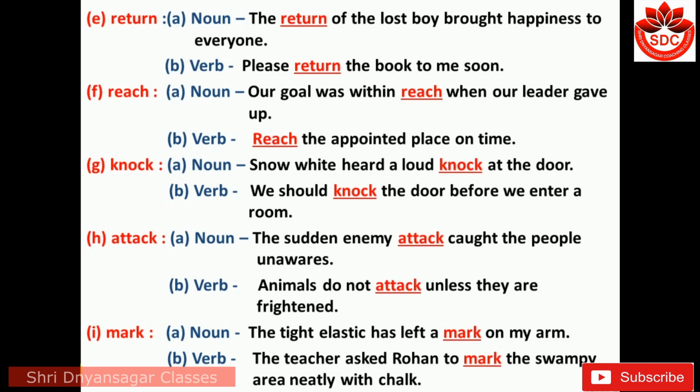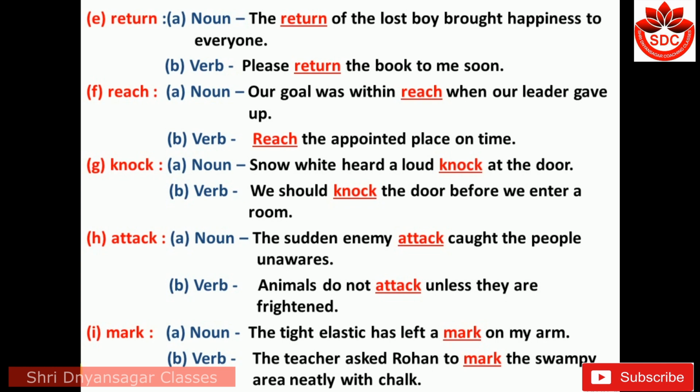Reach. Noun. Our goal was within reach when our leader gave up. Here, reach is used as a noun. Reach as a verb. Reach the appointed place on time. Here, reach is used as a verb.